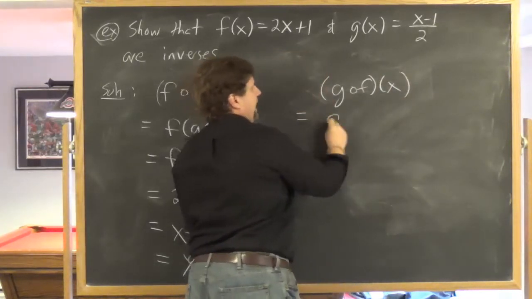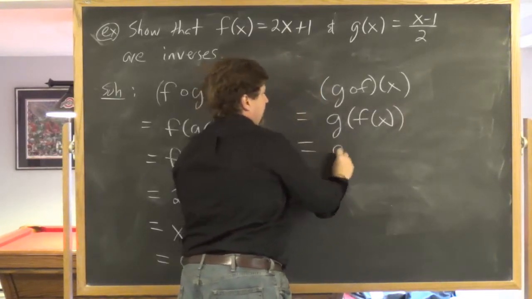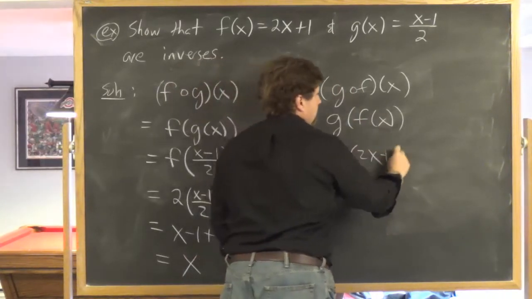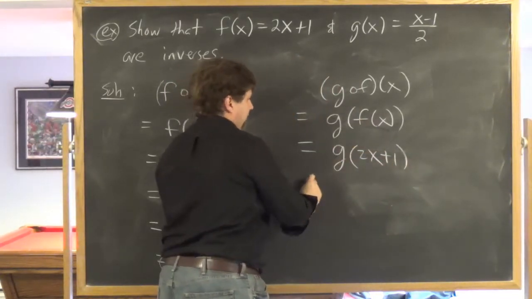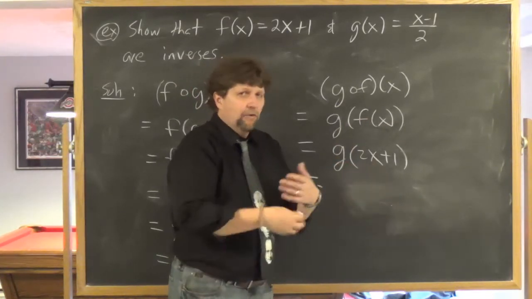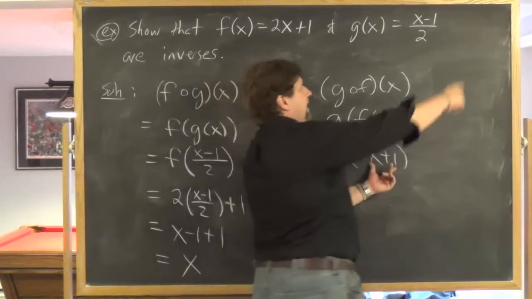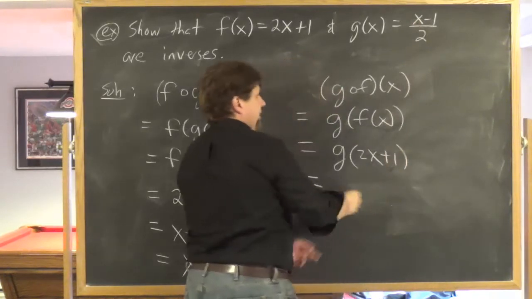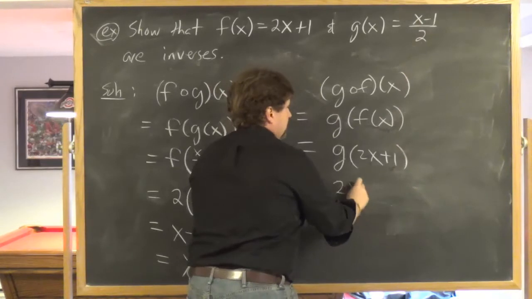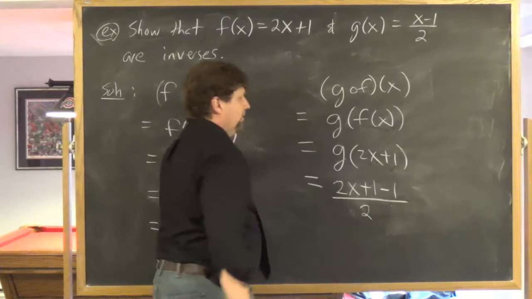Again, you know to rewrite that as g of f of x. And see, f of x is 2x plus 1. So we're putting 2x plus 1 in for f of x. Now to evaluate function g at 2x plus 1, it's that old process of evaluating a function. You're going to put 2x plus 1 in here for x. So 2x plus 1 comes in here for x, and that gives us 2x plus 1 minus 1 over 2.